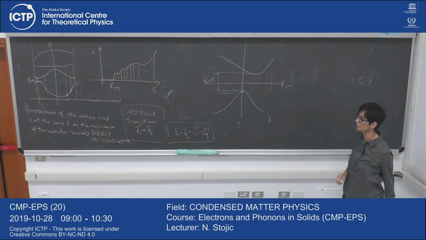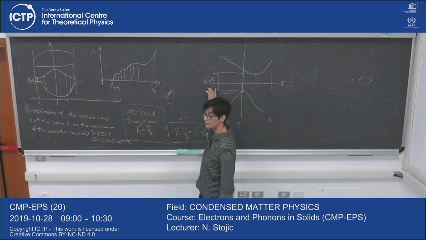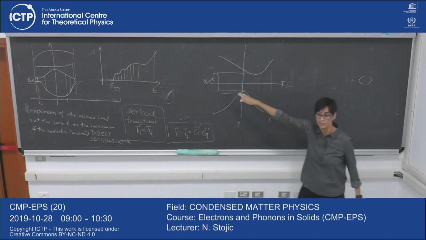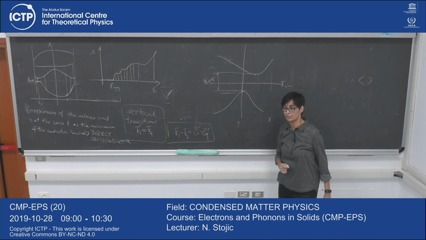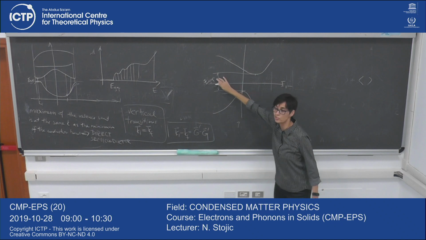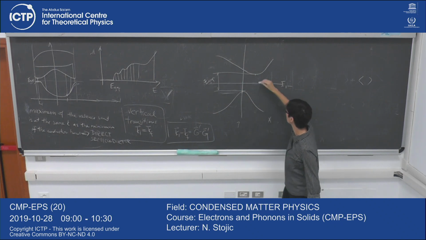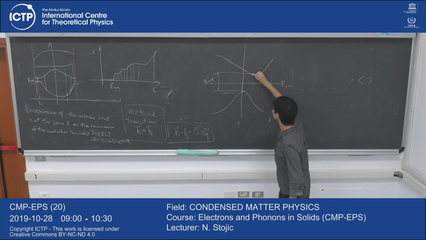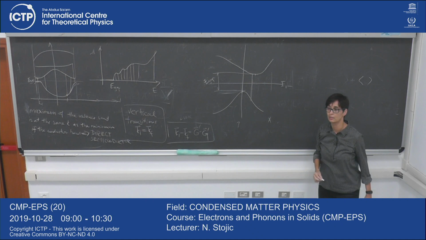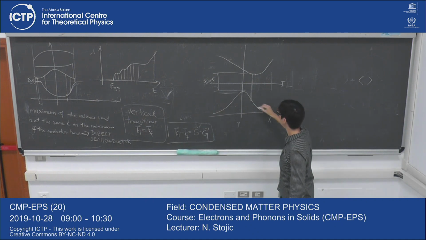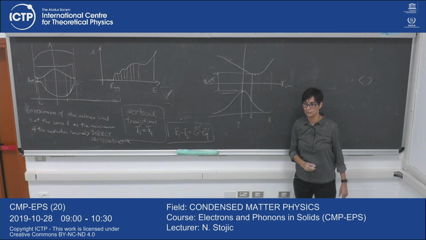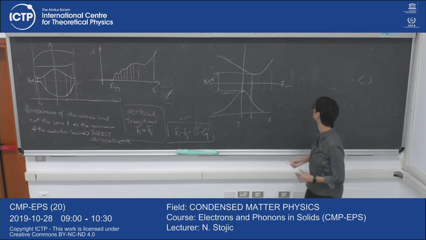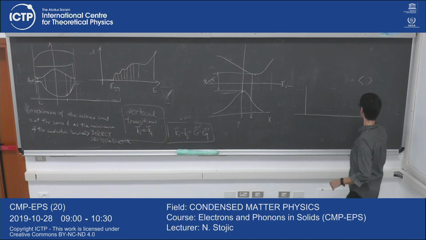However, when I shine the light of this energy, nothing will happen, because I cannot have a direct transition from here to here at the energy E gap. The smallest one I can have, find it in this picture, is something like this. So at this K, this is K of the smallest transition, the smallest energy.